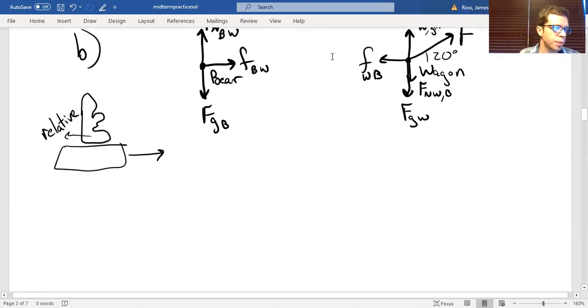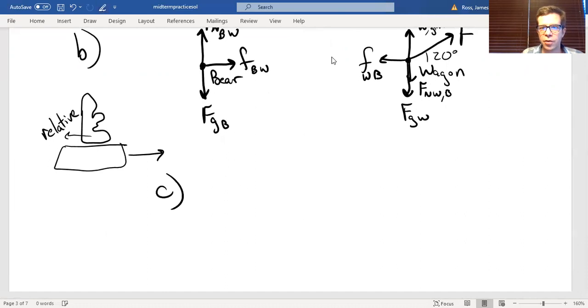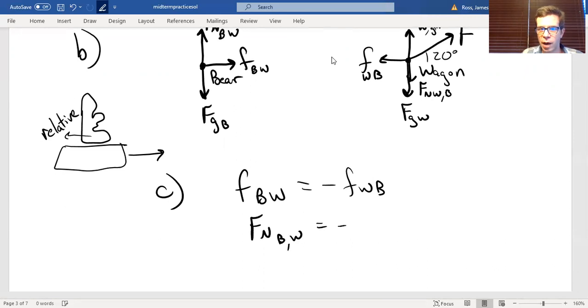All right. Part C says where are the interaction pairs? Well, we have the force of friction on the bear due to the wagon equal to minus the force of friction on the wagon due to the bear. And we have the normal force on the bear due to the wagon equal to minus the normal force on the wagon due to the bear. And that's it, right? That's the only interaction between the two objects.